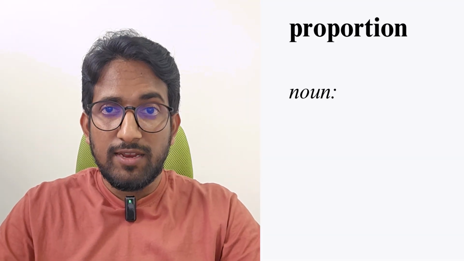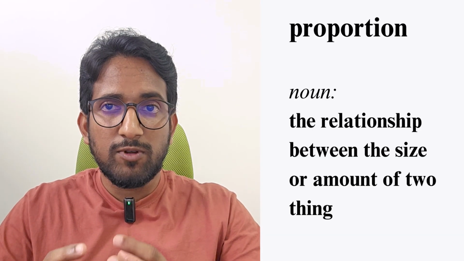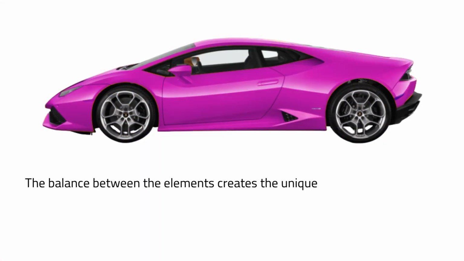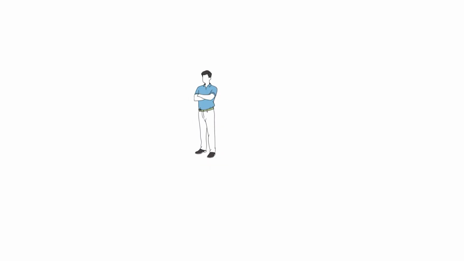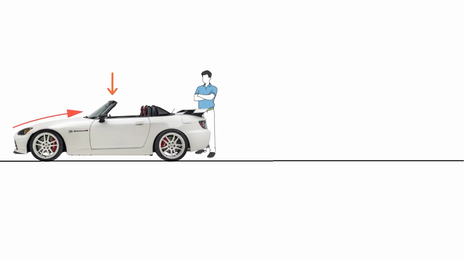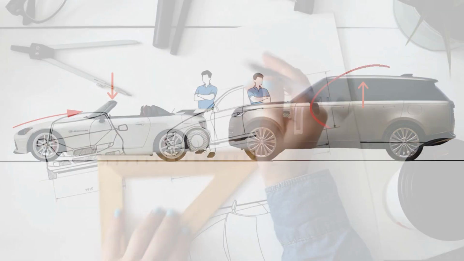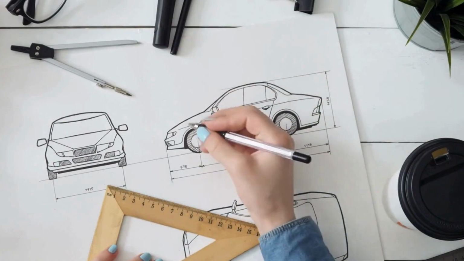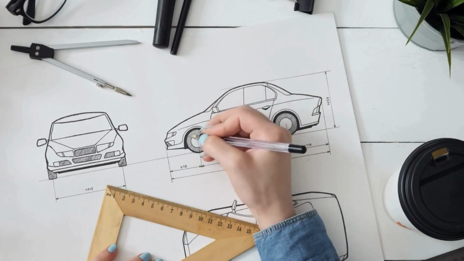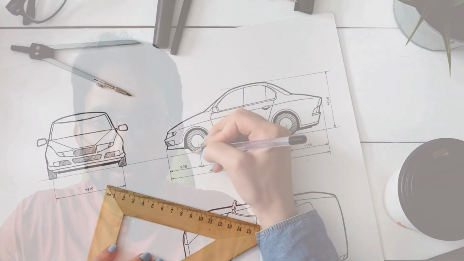Let's break it down. Proportion, by dictionary meaning, is the relationship between parts of something. In a car, it's about the balance of wheels, body, cabin, and so on. A sports car has a long hood and a low roofline. An SUV has a tall stance and large cabin space. These proportions aren't random. They come from years of engineering, function, and tradition in car design.